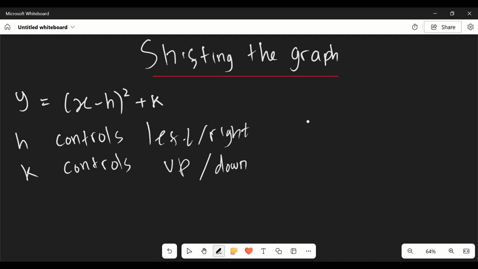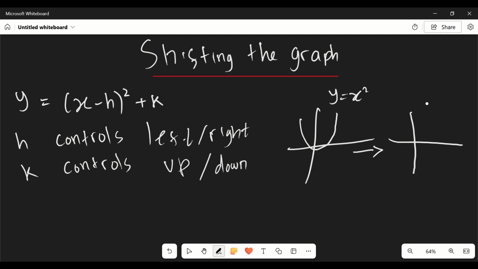Let's take a look at this picture. We have y equals x squared. This is the graph of y equals x squared. And then we can shift it like this. This is y equals x minus 2 squared plus 3. This is the same parabola as this, but it moves.